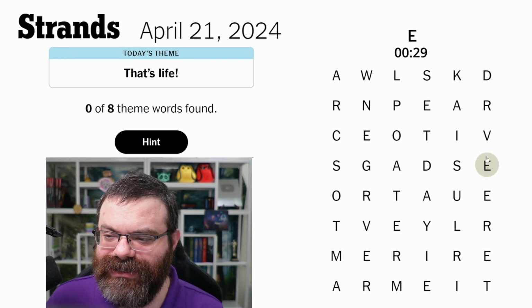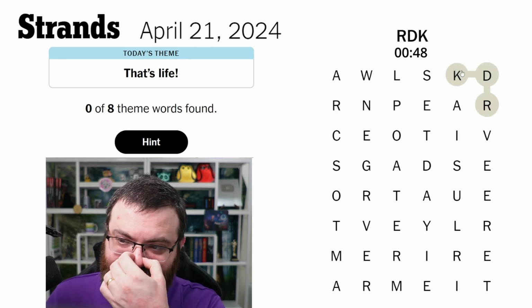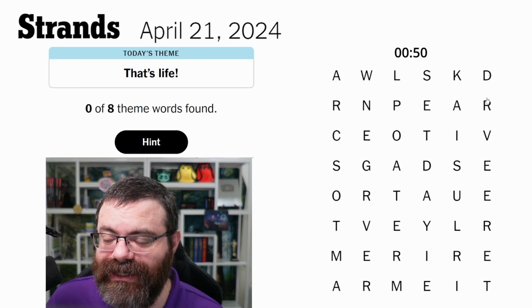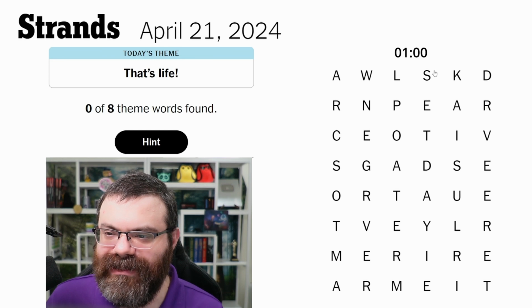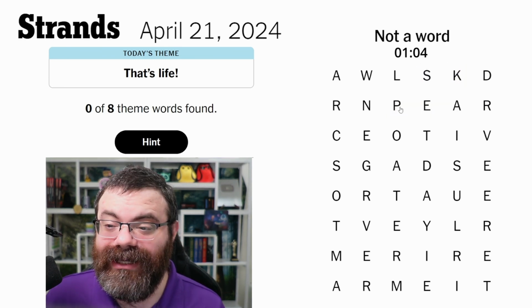This double E is interesting. Seer. Seal. I'm very good at missing it even if it's on the border. Like literally just straight up or straight down. I'm not seeing it though. This RDK is really interesting. I feel like something ends in RD maybe? ARD maybe? What would it be though? And then maybe something ends in SK, like pesk. I mean, pesky is a word. I guess pesk isn't.